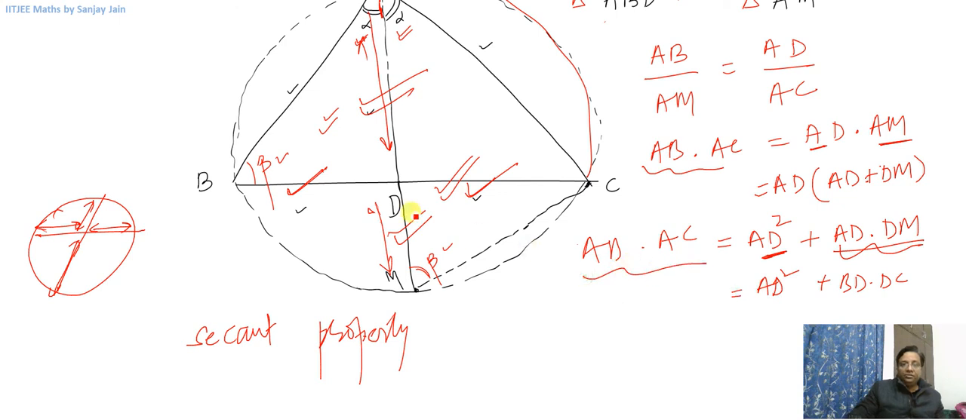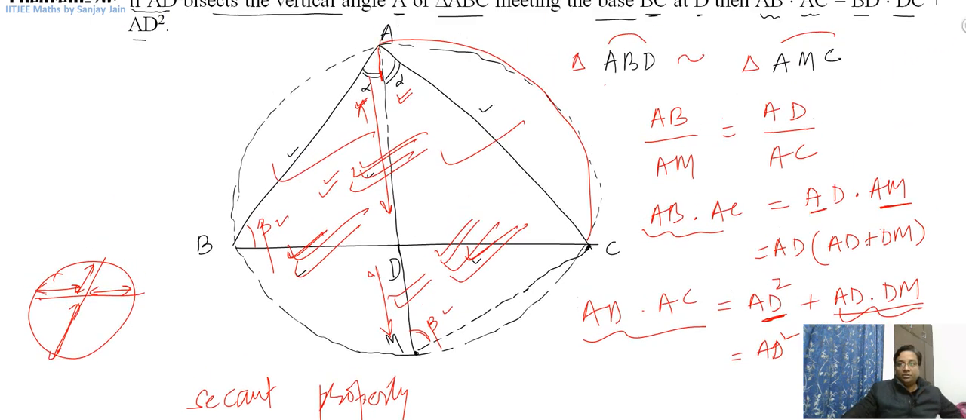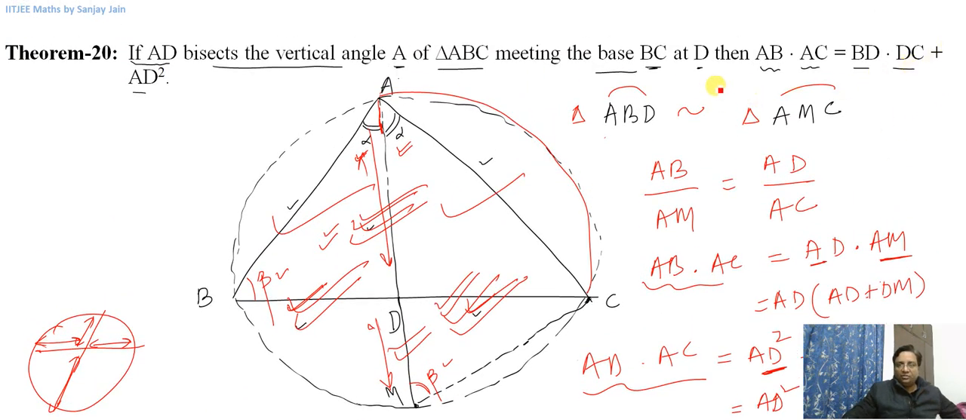So AB into AC, that is product of these two sides, is equal to product of these two segments and AD square. So this is how we will think about it. And this theorem can be used in various ways. If let us say the lengths of these sides are given, AB, AC and BC, and you are supposed to find the length of this angular bisector, you can use this theorem to find the length of angular bisector.